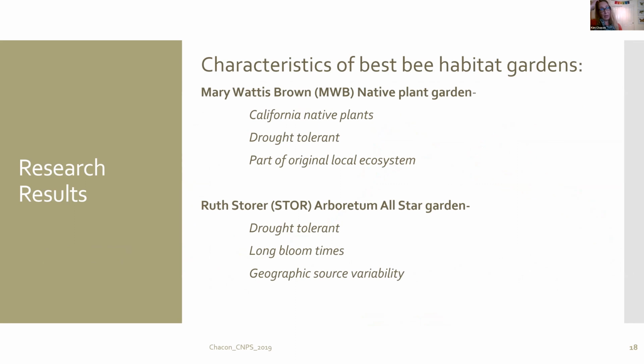Characteristics of these gardens: Mary Wattis Brown is California native, of course, is drought tolerant, right? Part of the original ecosystems locally. And the Ruth Storer garden is different, but often those plants have, I was looking at the bloom times, they often have long bloom times, which the bees find appealing as well as us, which was a good coincidence. But the geographic source is variable. So that was interesting, okay?